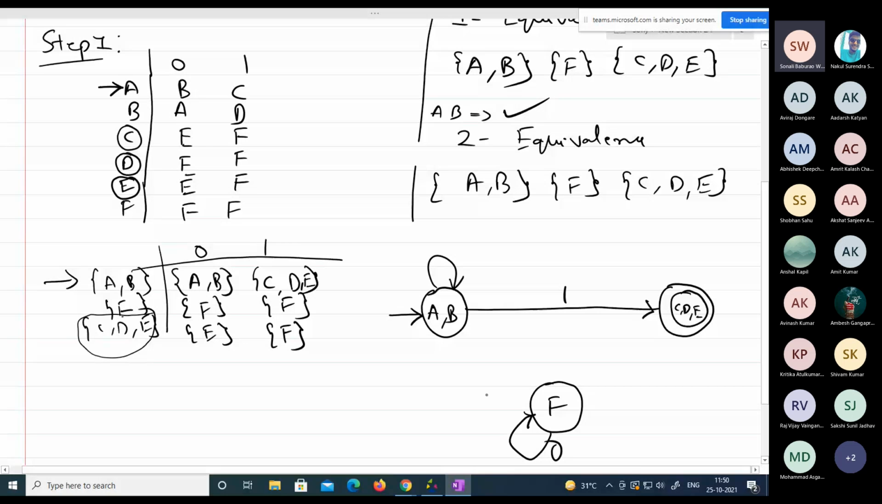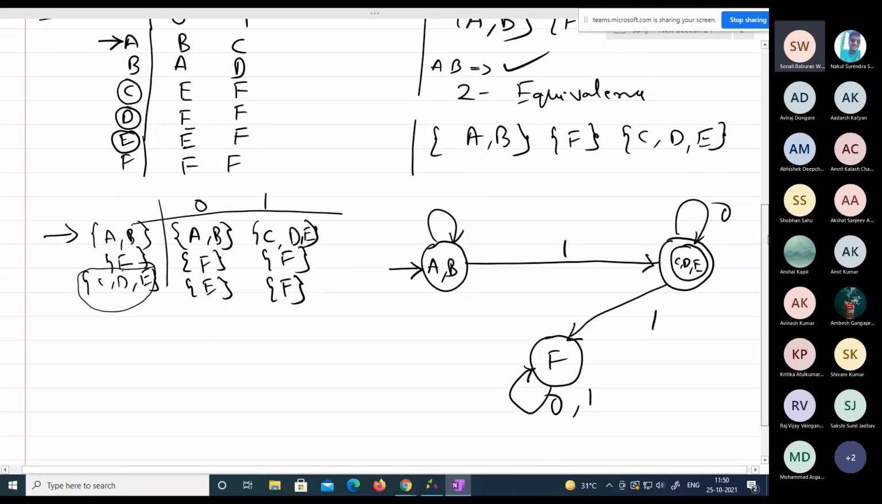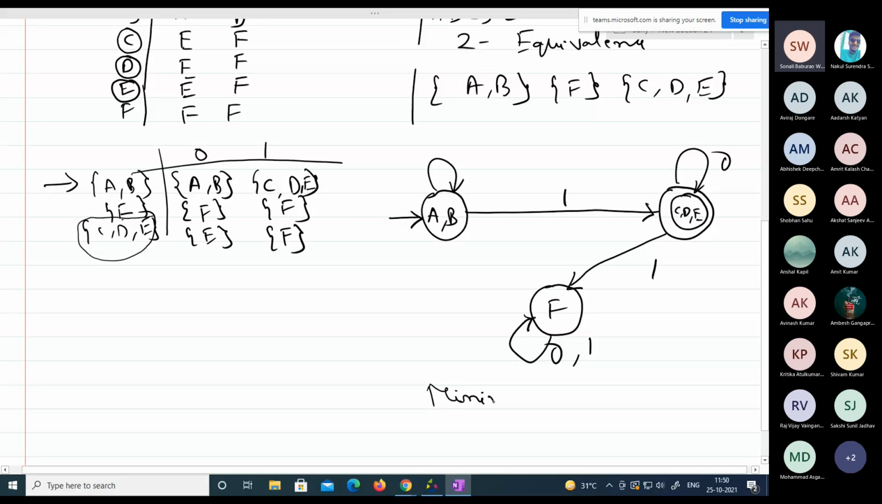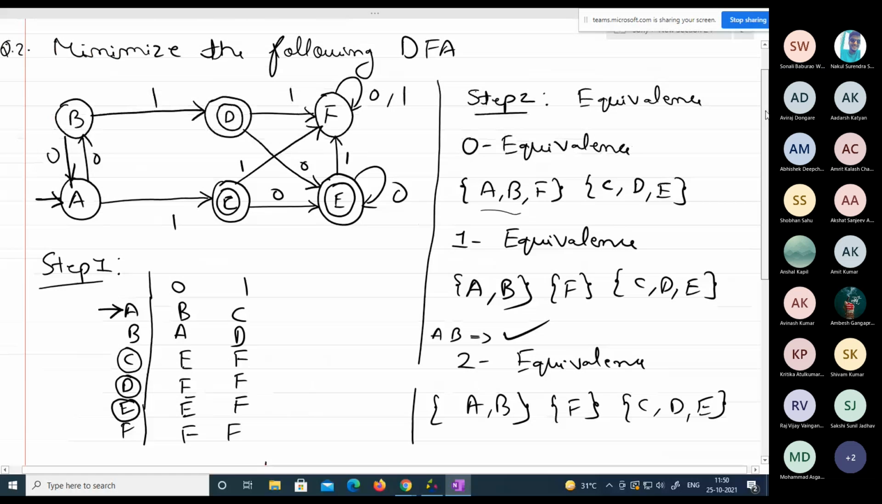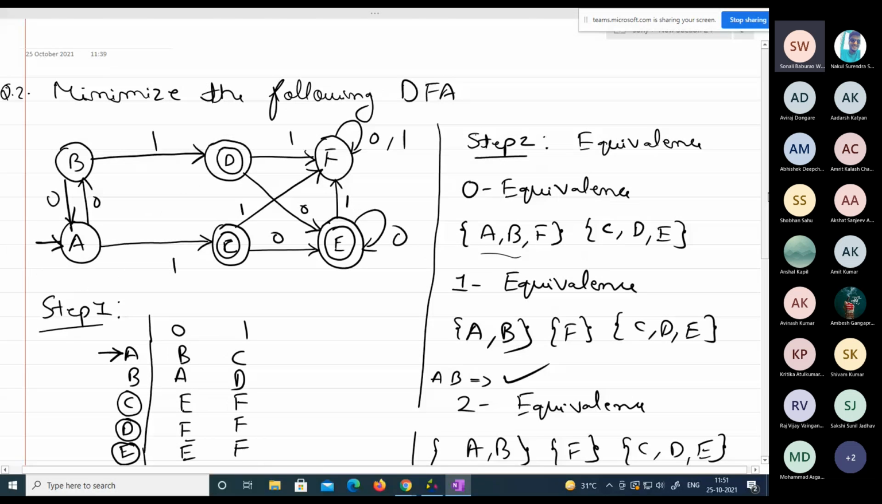Then F on 0 is giving itself, so it is going to itself. And C, D, E on 1 is giving to F. So this is my minimized DFA. So I'm going to write that this is my minimized DFA, right? So write it down, all the steps, okay, and complete it. Okay, try to complete that.